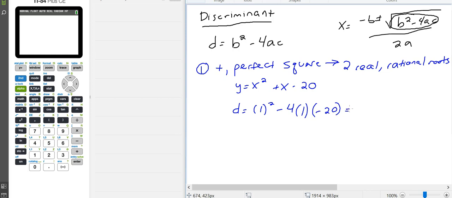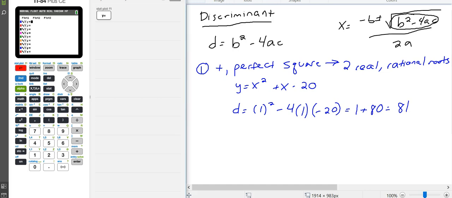The discriminant is 1 minus 4 times 1 times minus 20, which is positive 80. So 1 plus 80 is 81. Since 81 is a perfect square and it's positive, we're going to have two real rational roots. Let's see if that's true. Let's graph this on the calculator.